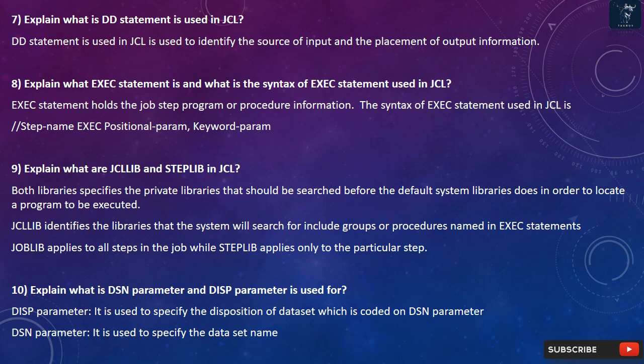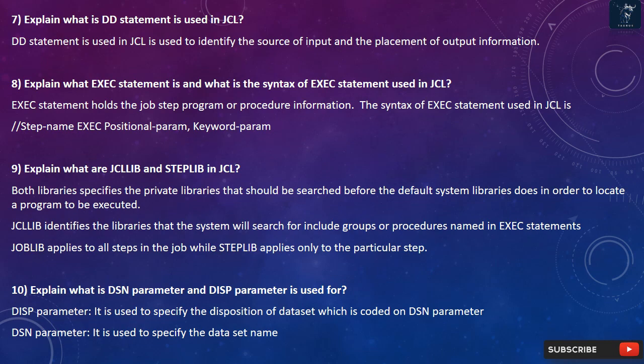9. Explain what are JOBLIB and STEPLIB in JCL. Both libraries specify the private libraries that should be searched before the default system libraries in order to locate a program to be executed. JOBLIB identifies the libraries that the system will search for, including groups or procedures named in EXEC statements. JOBLIB applies to all steps in the job, while STEPLIB applies only to the particular step.